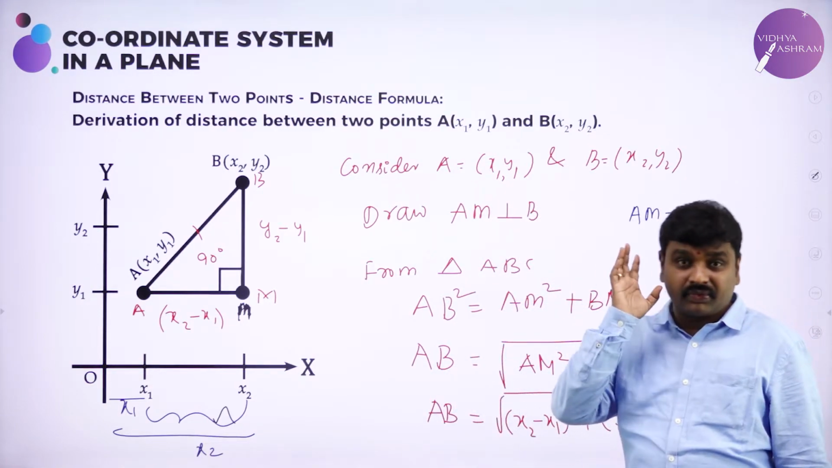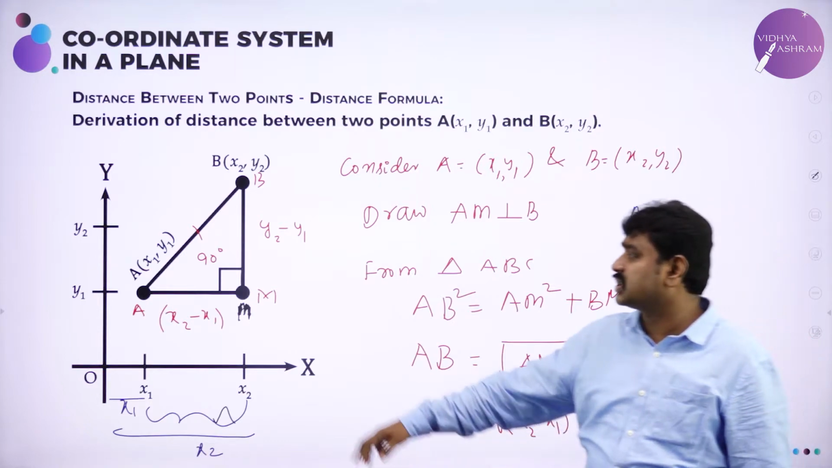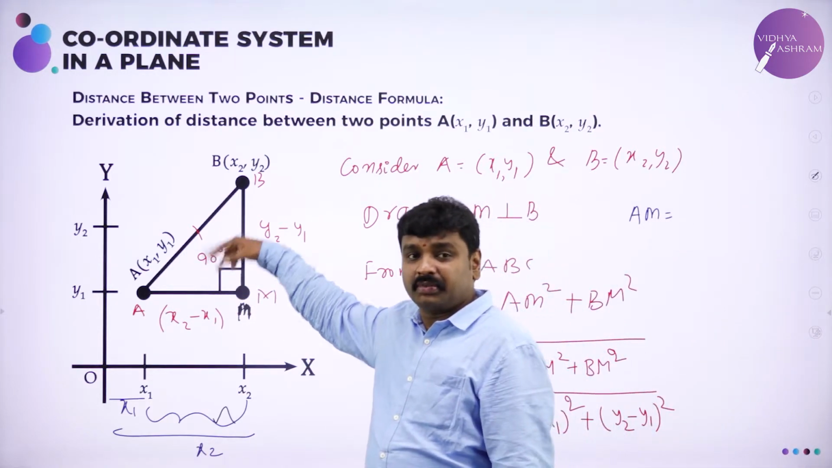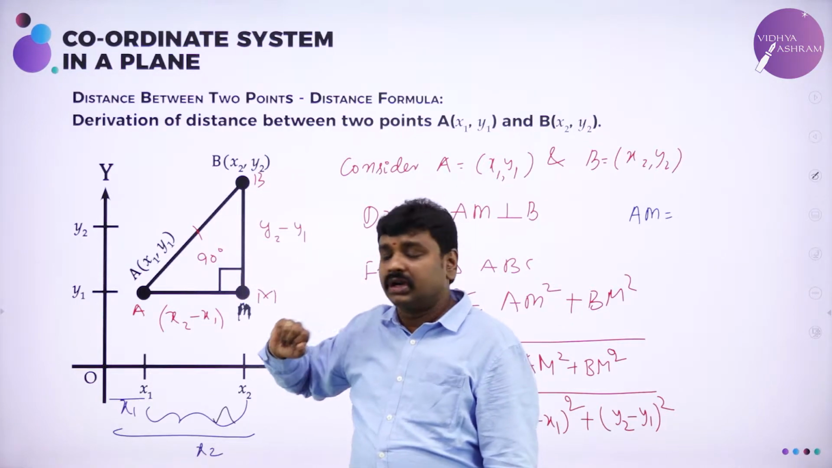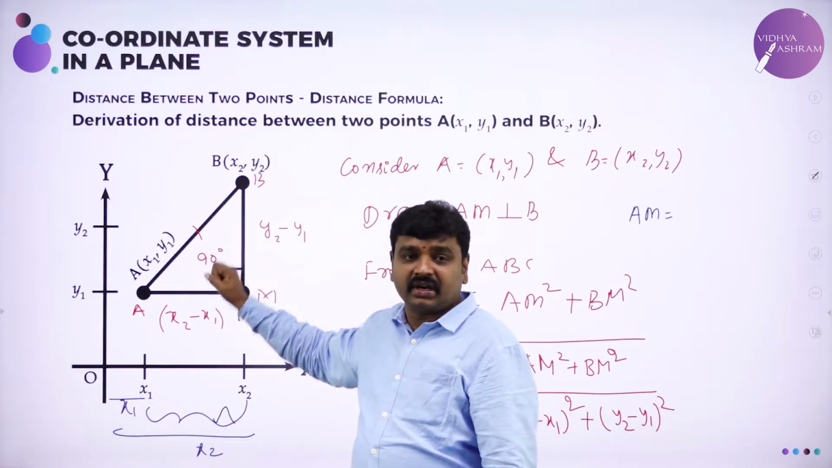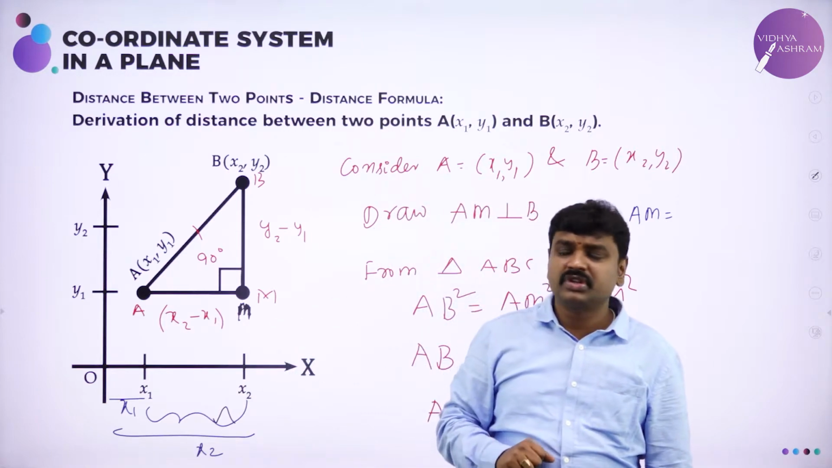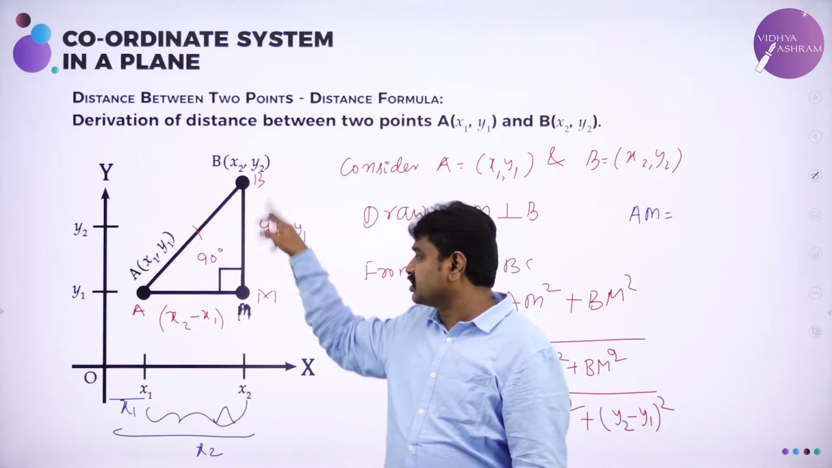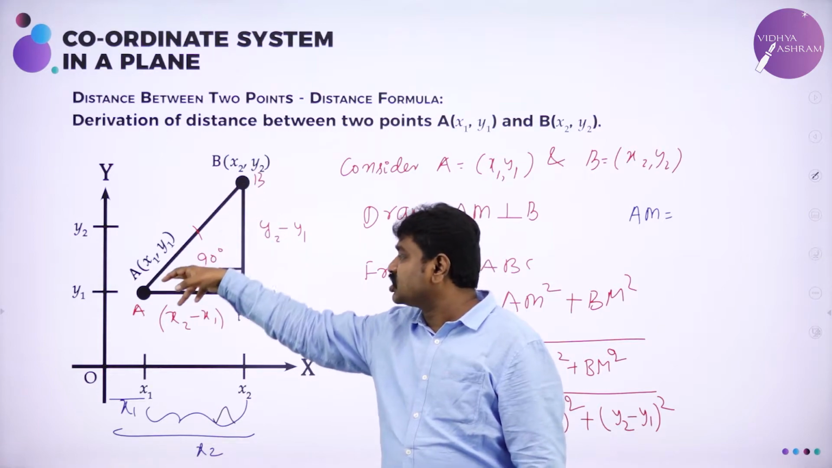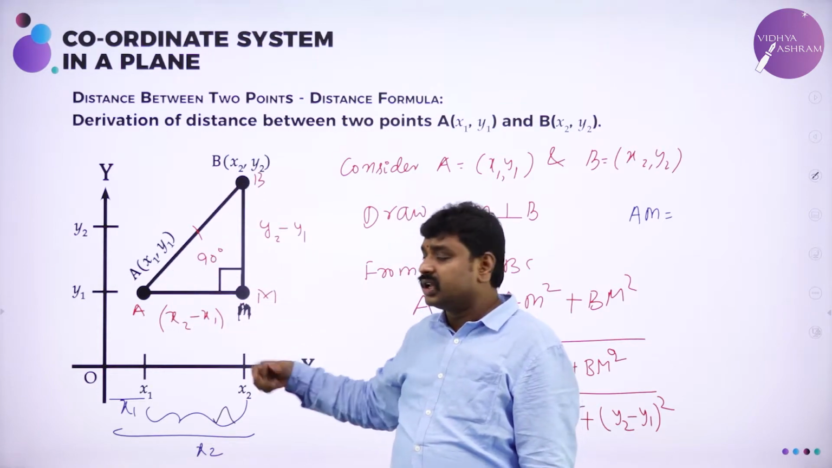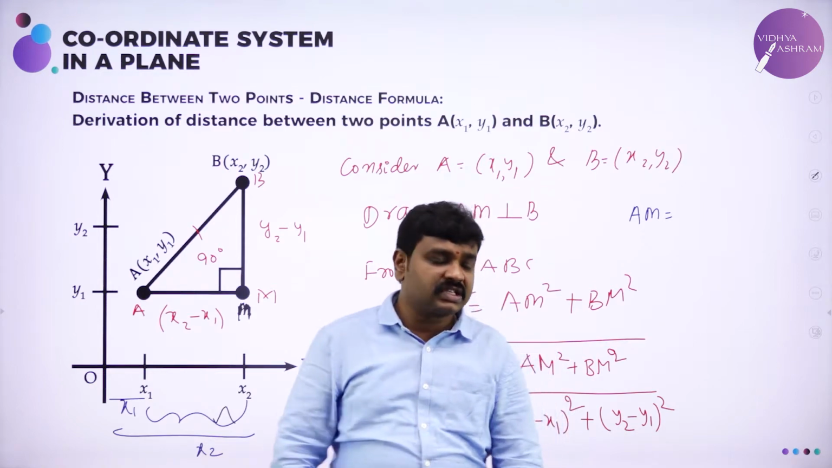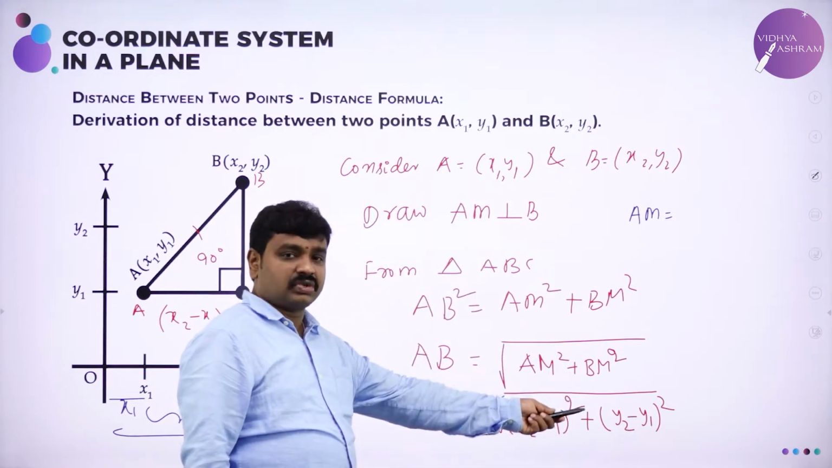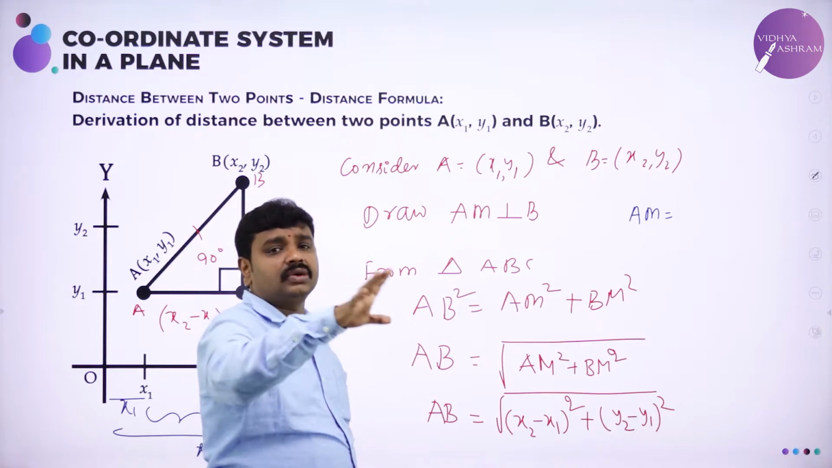To derive, you first have to write the considerations. What are the considerations? Consider 2 points A (x1, y1) and B (x2, y2), and draw AM and BM perpendicular, and you will get a right angle triangle. You know Pythagoras theorem. What is it? Hypotenuse square is equal to side square plus side square. Here AB square is equal to AM square plus BM square. AM length is x2 minus x1, BM length is y2 minus y1. So the final answer is the root of x2 minus x1 the whole square plus y2 minus y1 the whole square.